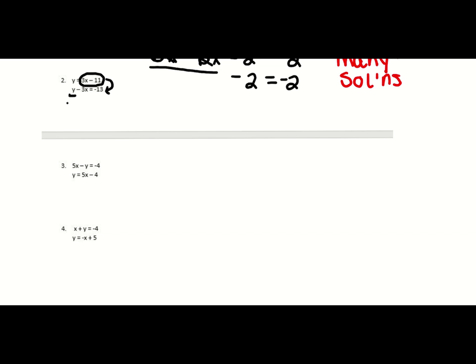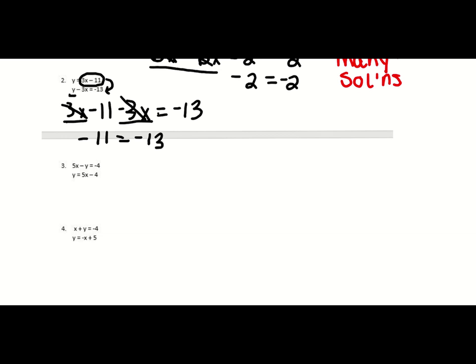So I have 3x minus 11 minus 3x equals negative 13. I'm going to combine my like terms. 3x minus 3x is going to cancel out, so I'm left with negative 11 equals negative 13.